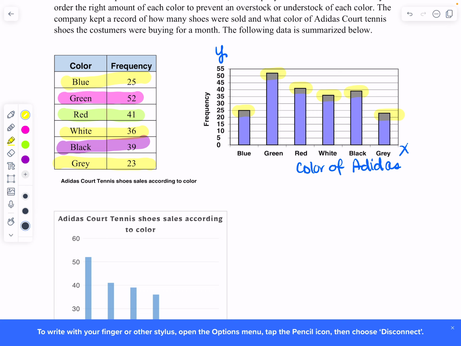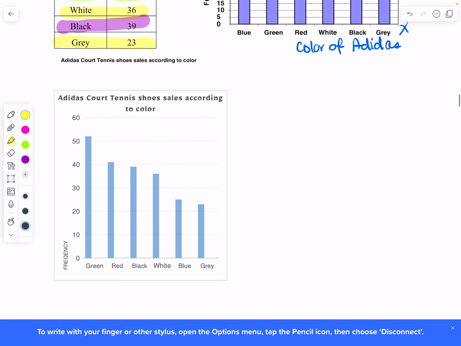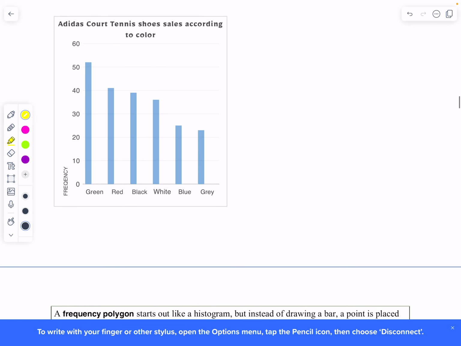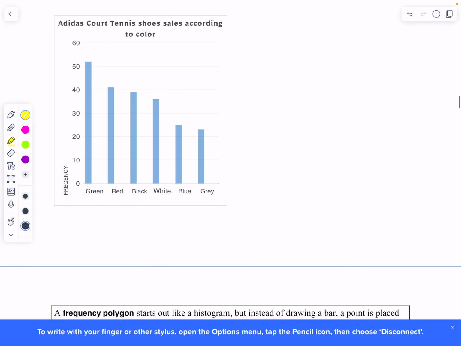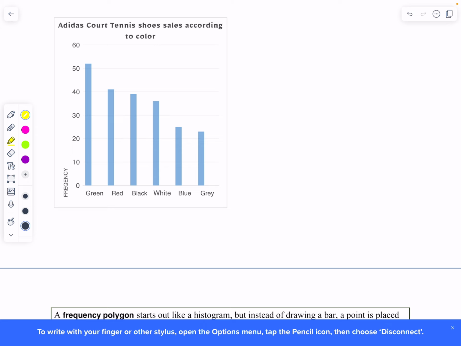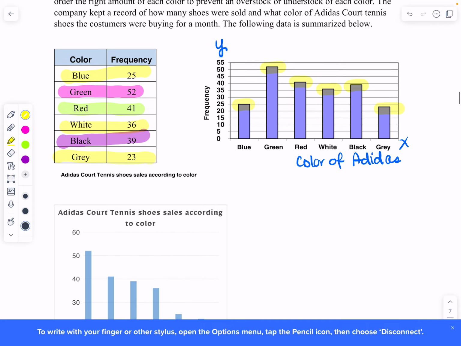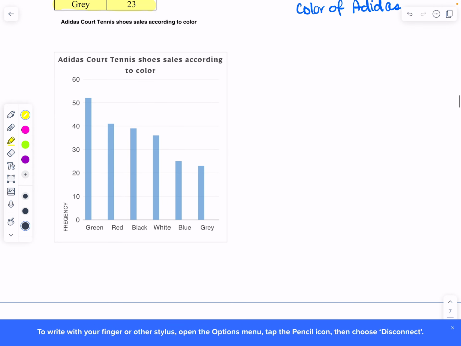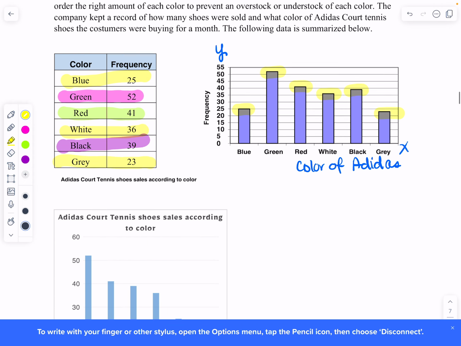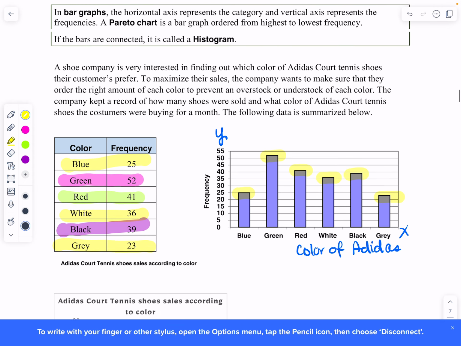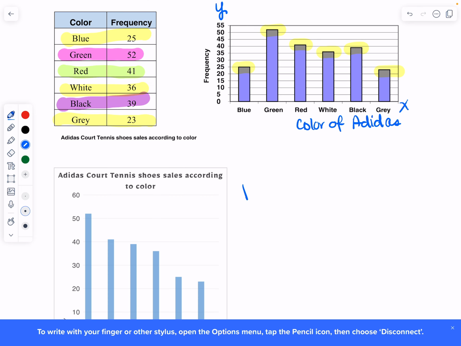All right. So below the bar chart there, we have the Pareto chart showing frequency from highest to lowest. Again, this is to show the person ordering the shoes that, hey, I should probably keep a lot of green shoes in stock and not that many gray ones. Okay, so again, this is the same data as above. We're just organizing it in a different type of chart. So let's go ahead and put the name of it, Pareto chart.